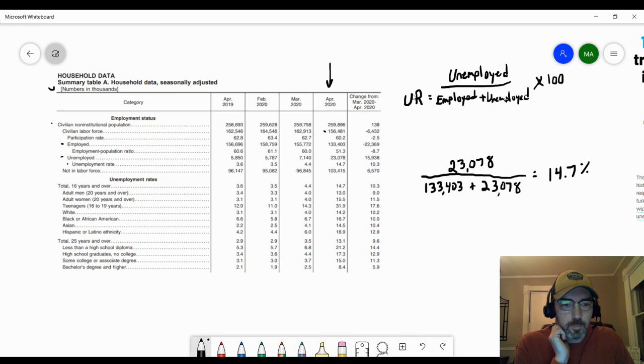So is that number anywhere on here? Look at this, unemployment rate, 14.7%, right? And that's the number that we got. So that's how we go ahead and calculate the unemployment rate. It's an important measure that we keep track of.